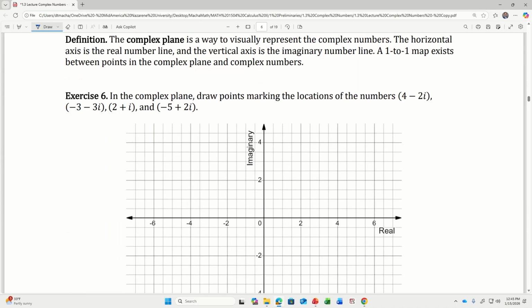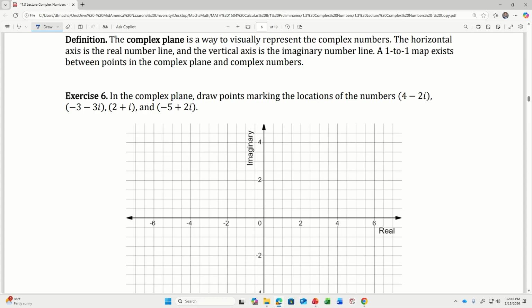Let's talk about the complex plane. The complex plane is a way to visually represent the complex numbers. The horizontal axis is the real number line. So if a point falls on that horizontal axis, it's a real number. The vertical axis is the imaginary number line. So if a number falls exactly on the imaginary axis, you've got a strictly imaginary number. Notice the only point in common between the real numbers and the imaginary numbers is 0. So the point where these axes intersect each other is 0.